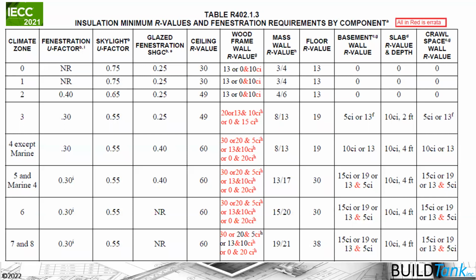In our climate zone 5 here, we see that you can choose between an R30 wall, which would most likely be achieved by a double stud wall cavity. You could choose also a 20 plus 5 continuous insulation, a 13 plus 10 continuous insulation, or actually you could have 0 insulation in your cavity and have an R20 continuous insulation on the outside.